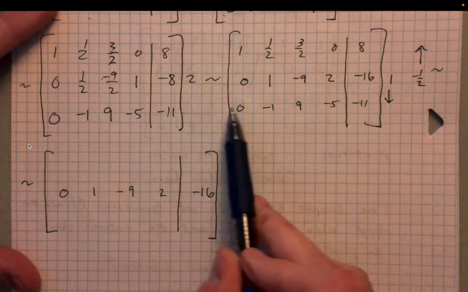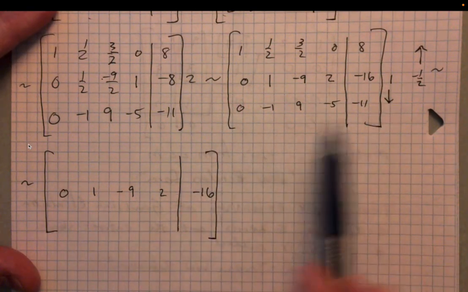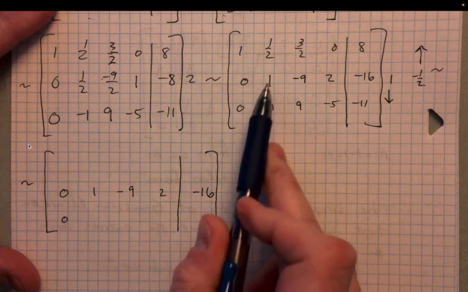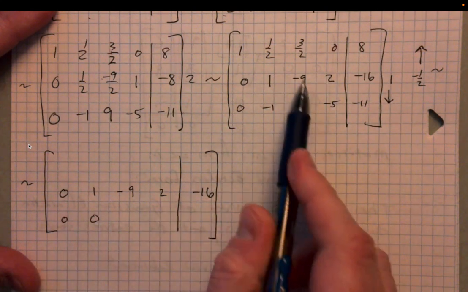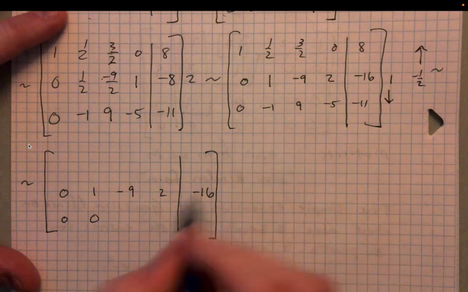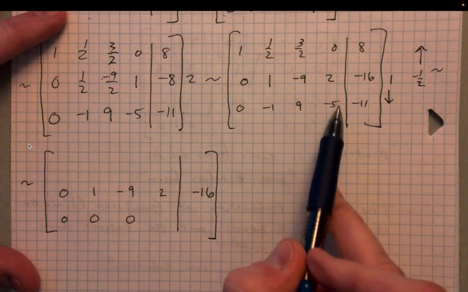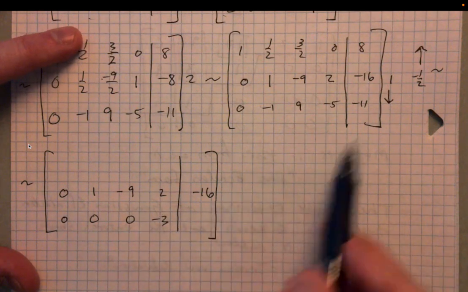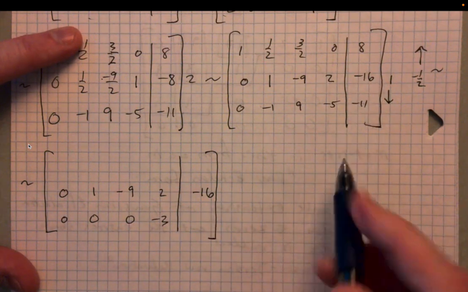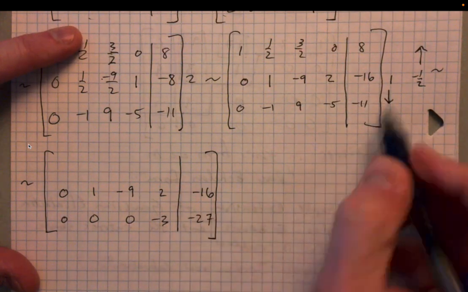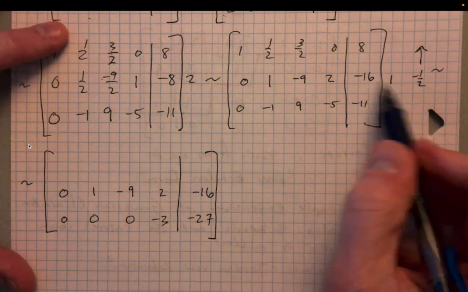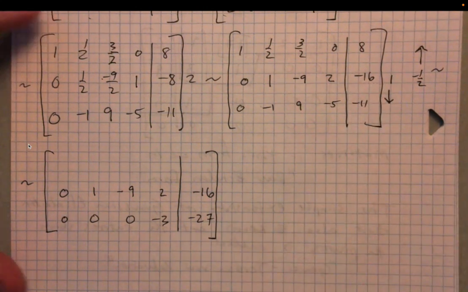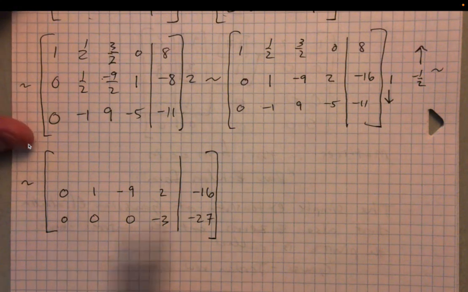Okay, and we'll just start by doing the bottom, row 3 first, because it's just a little bit easier. So 0, and then 1 minus 1 is 0. Negative 9 plus 9 is 0. 2 minus 5 gives me a negative 3, and then this is going to be negative 27. So that's negative 16 times 1 is negative 16, plus negative 11 is negative 27. Okay, so that gets me this.